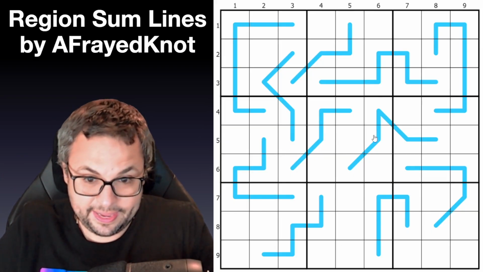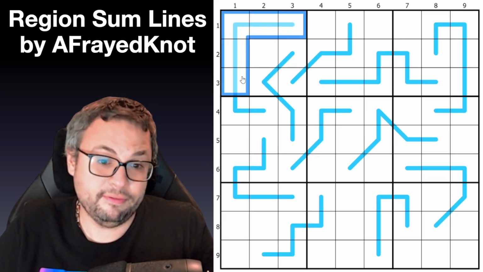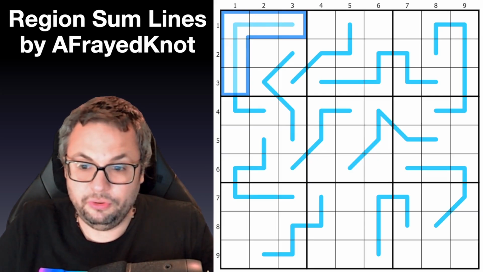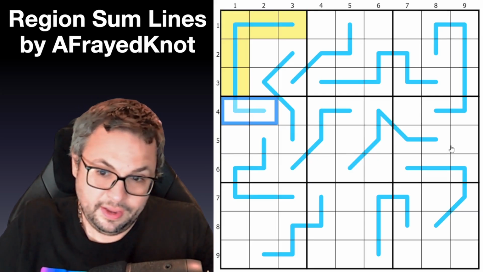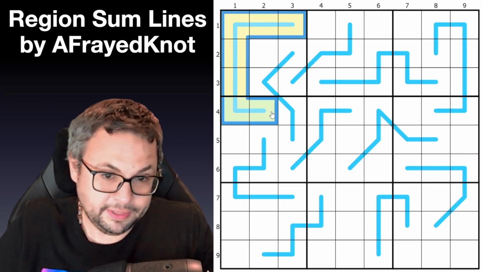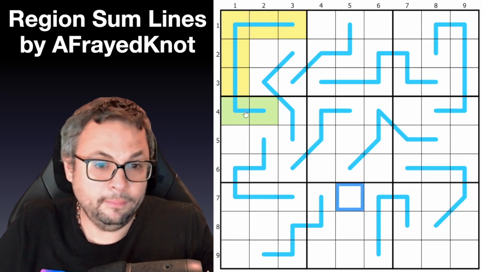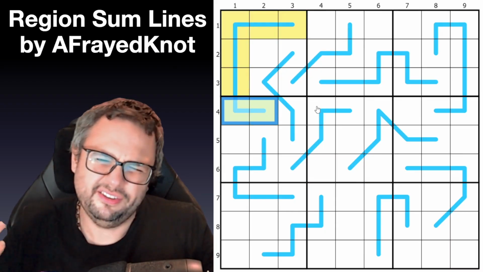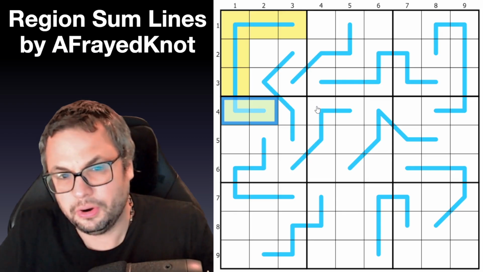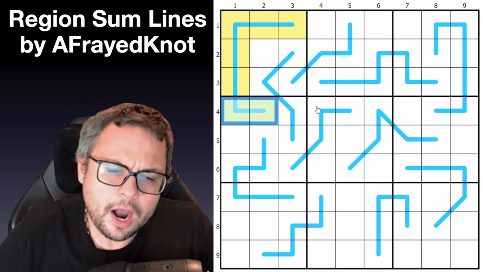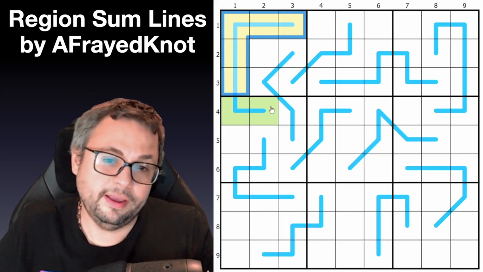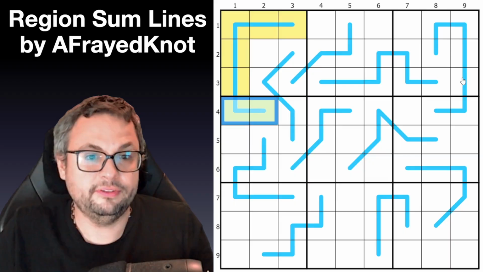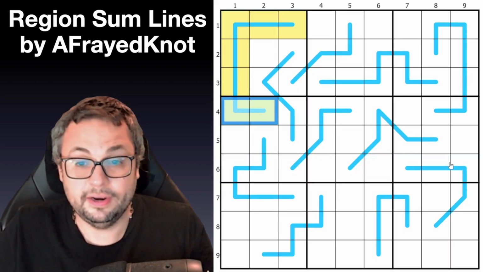I will say that Region Sumlines are one of my favorite Sudoku mechanics. What Region Sumlines do is they express that the line, the nice cyan blue line, is split into pieces by the box borders. That's why it's region sumlines, because the boxes in a Sudoku are called regions sometimes. For example, this line gets split into the yellow part and the green part. And what makes it a region sumline is that the yellow part and the green part have the same sum.